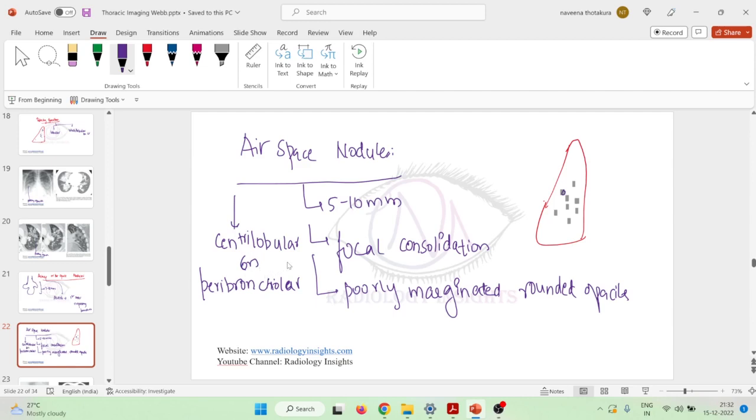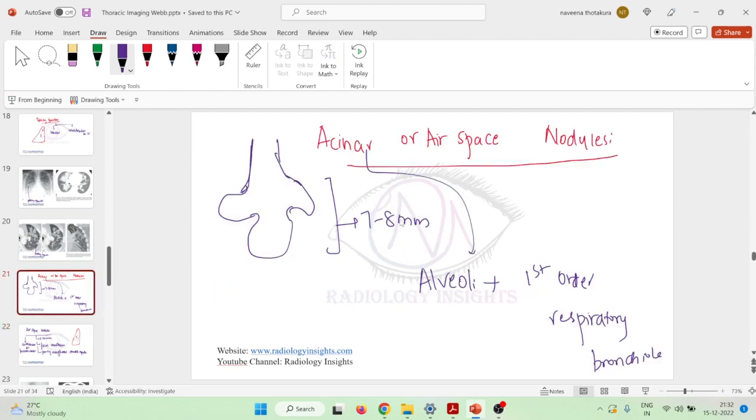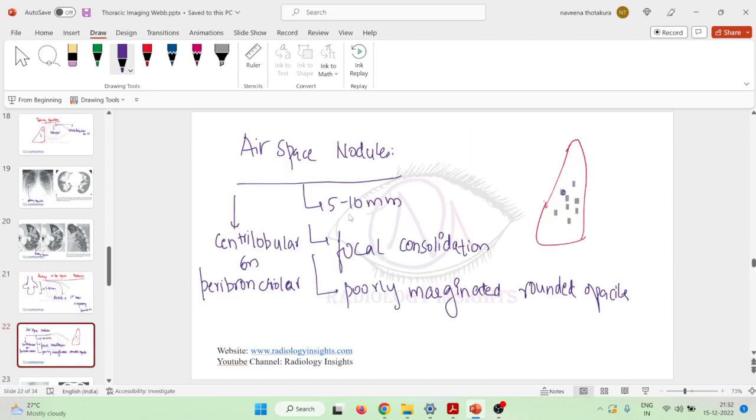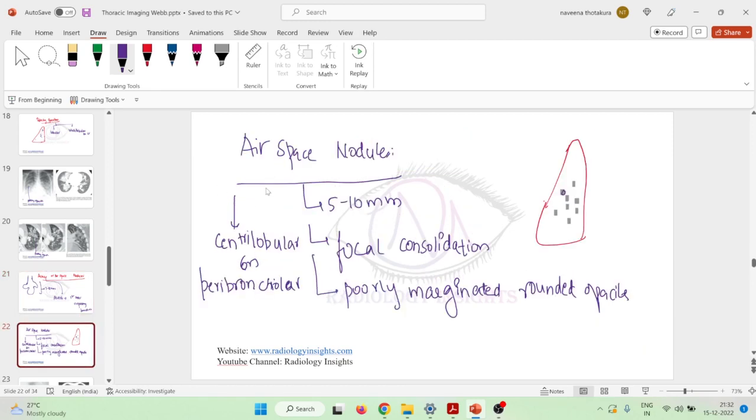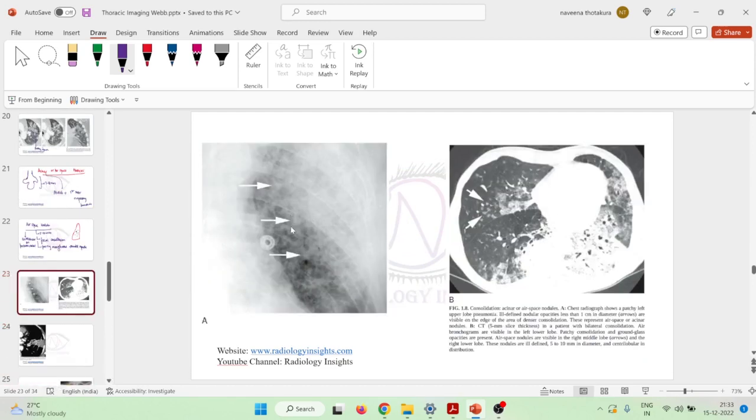So these nodules have approximately the size of acini only. As already said, the size of acini is 7 to 8 millimeters. Similarly, airspace nodules are 5 to 10 millimeters with focal consolidation noted. And these are seen as rounded opacities. Here you can see these rounded opacities, and these are less than 1 centimeter in diameter. Okay, and these are called airspace or acinar nodules.